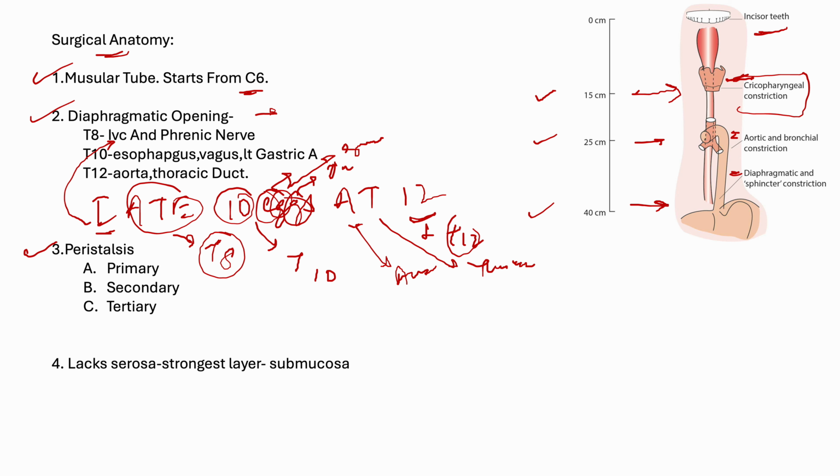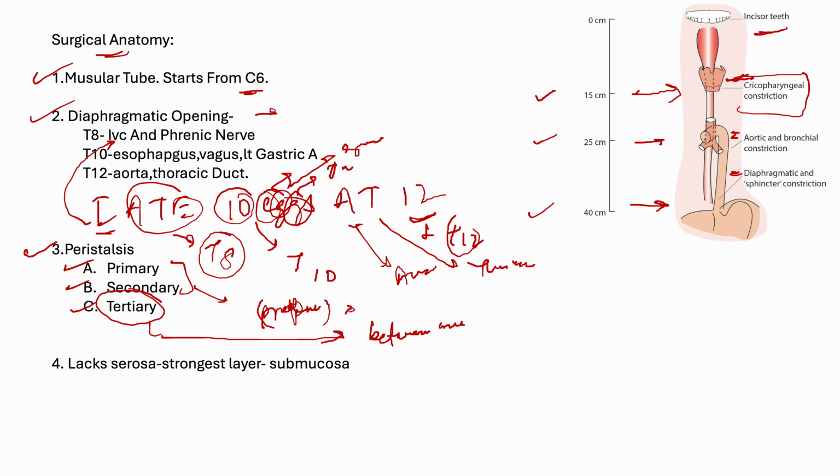Okay, there are three types of peristalsis: primary, secondary, and tertiary. Primary and secondary both are propulsive. Propulsive means it pushes the food downwards, and these occur when you are taking a meal. In aged patients, old patients, there is something called tertiary peristalsis. This occurs between meals, and it is non-propulsive. Okay, the esophagus as such lacks serosa, and the strongest layer of the esophagus is the submucosa.